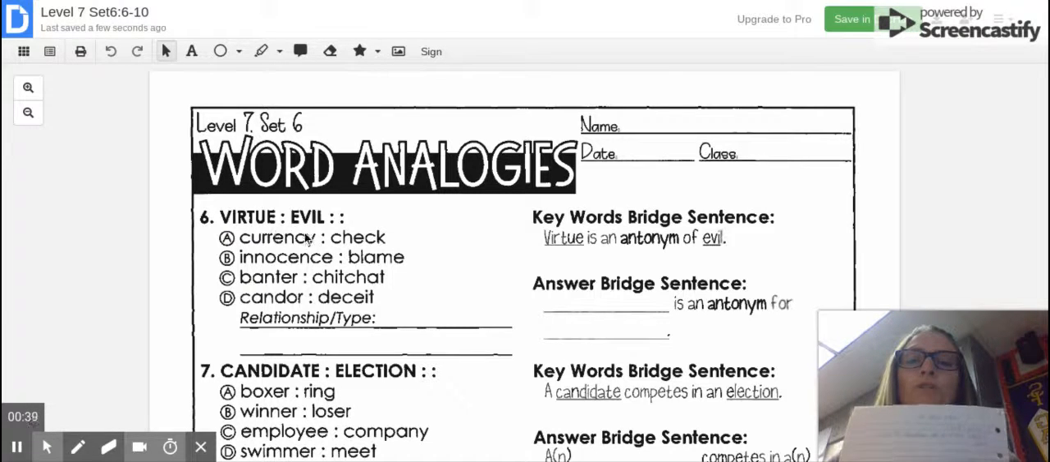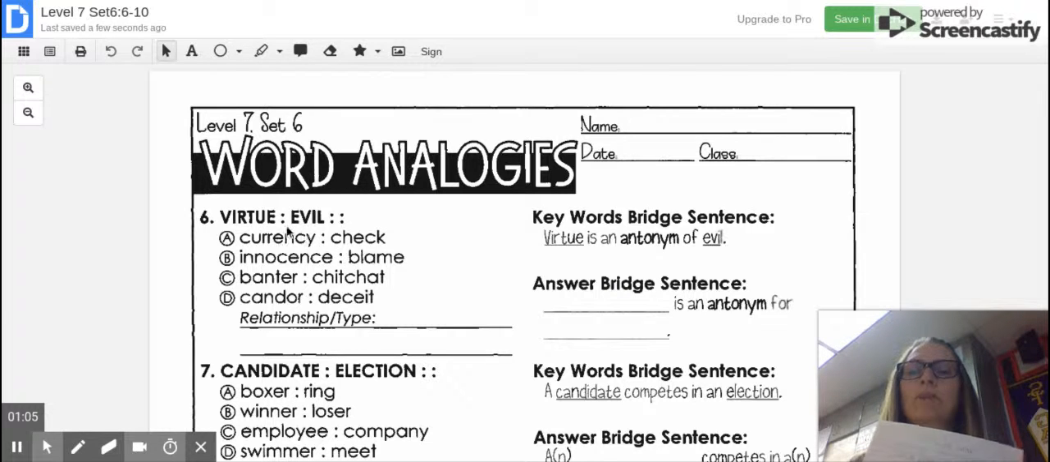I already have virtue is to evil, and I already have my keywords bridge sentence written. In a minute, I'm going to highlight virtue and evil because those are the keywords. And as soon as we find the answer, I'm going to write the answer bridge sentence. Make sure you're abbreviating KWBS for keywords bridge sentence and ABS for answer bridge sentence.